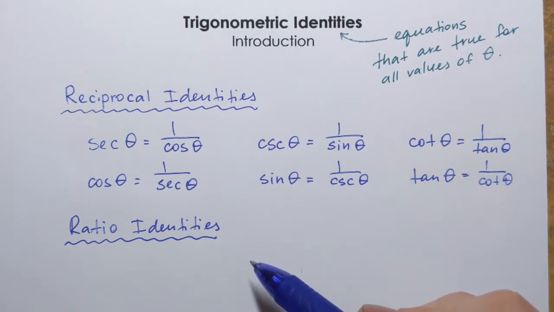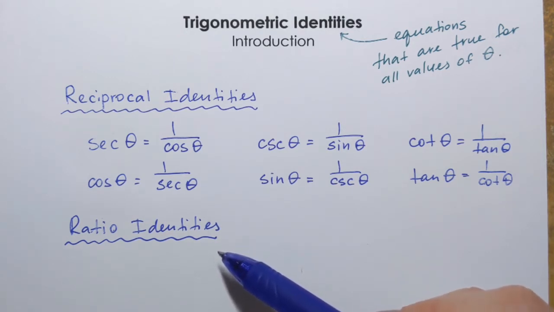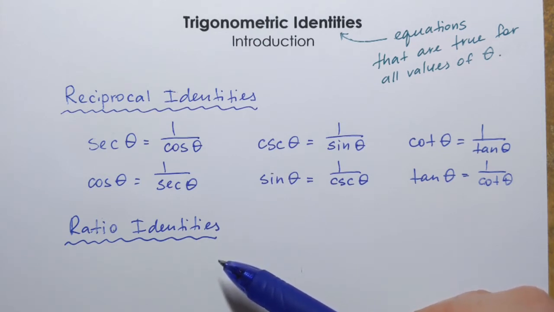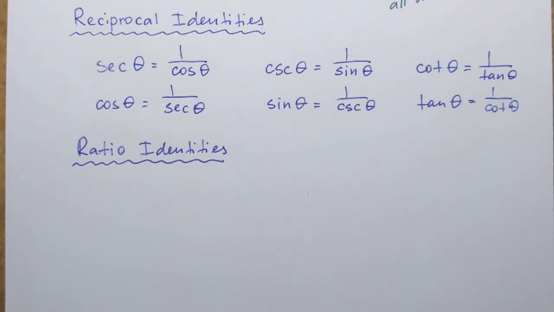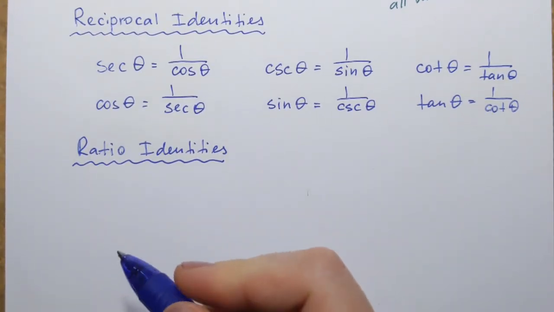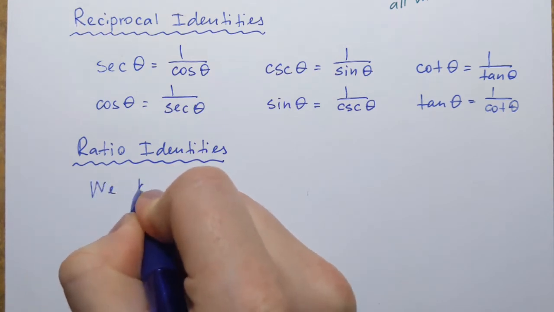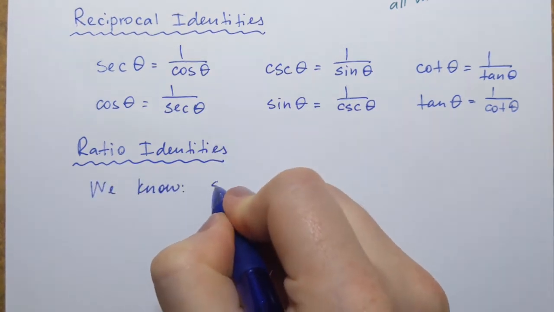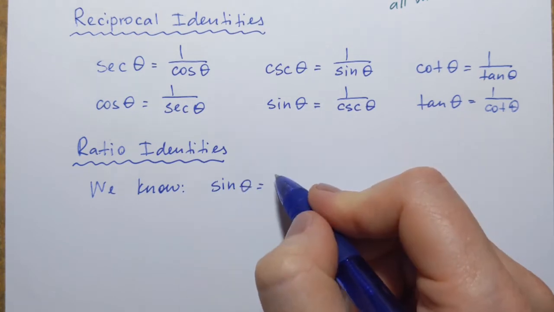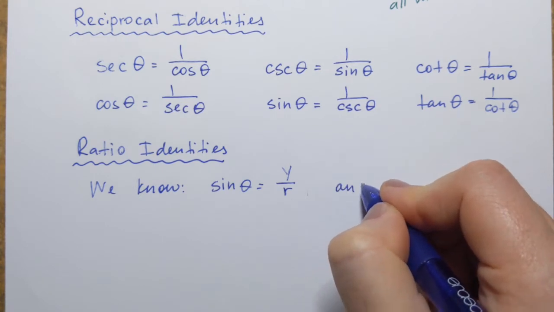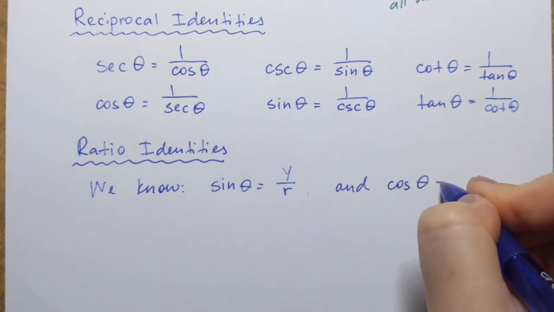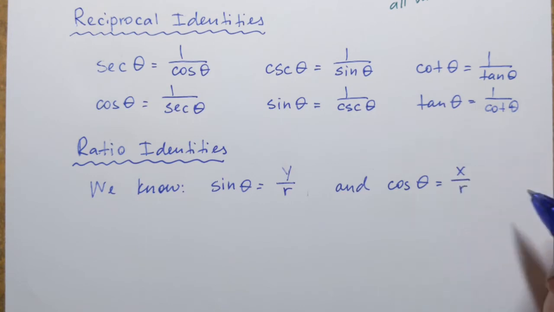There are also two identities, called ratio identities, that you're probably familiar with. They relate tangent and cotangent functions with sine and cosine. Let's see where those identities come from. We know that the xy plane definitions of sine and cosine are the following. So we know that sine of theta is defined as y over r, and cosine of theta is defined as x over r.